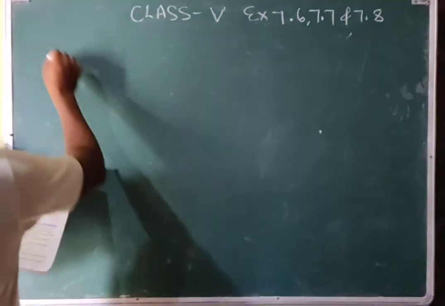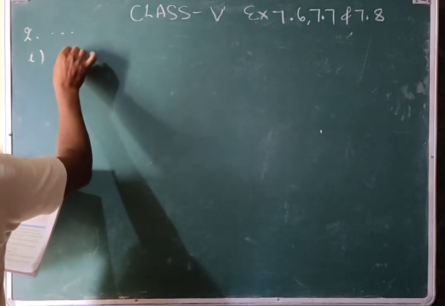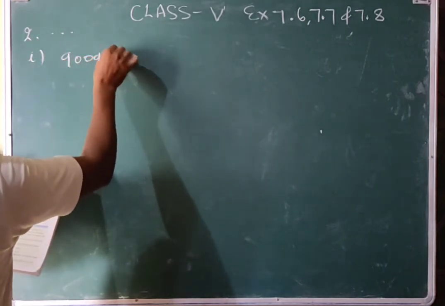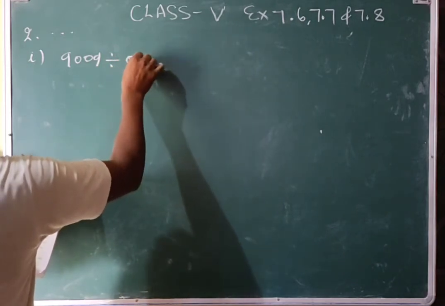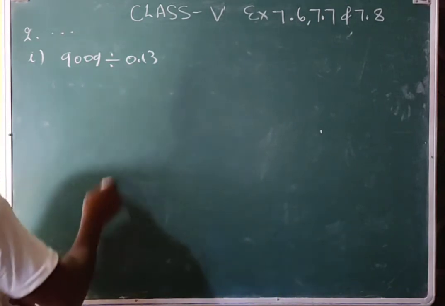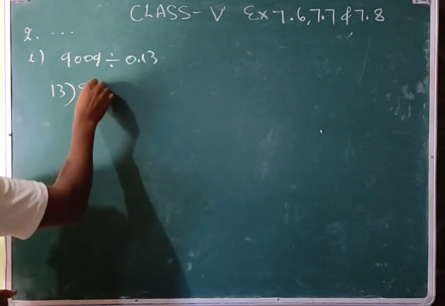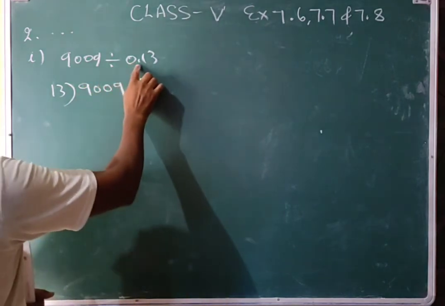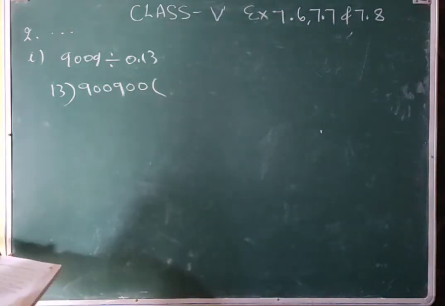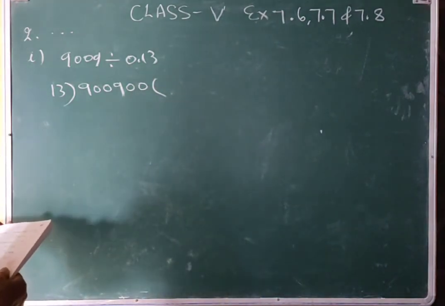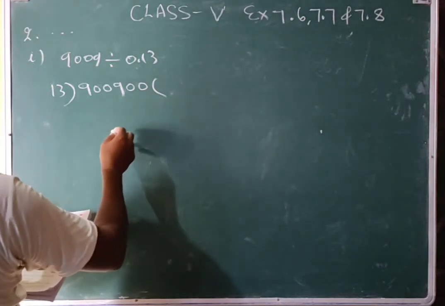Find the quotient, that is question 2. First part is 9009 divided by 0.13. So first of all, that means we will use 13 only. 9009, after the decimal there are 2 digits here, so we will put 2 zeros here, right? 2 zeros here. So that will be by 13, that will go 6 times.